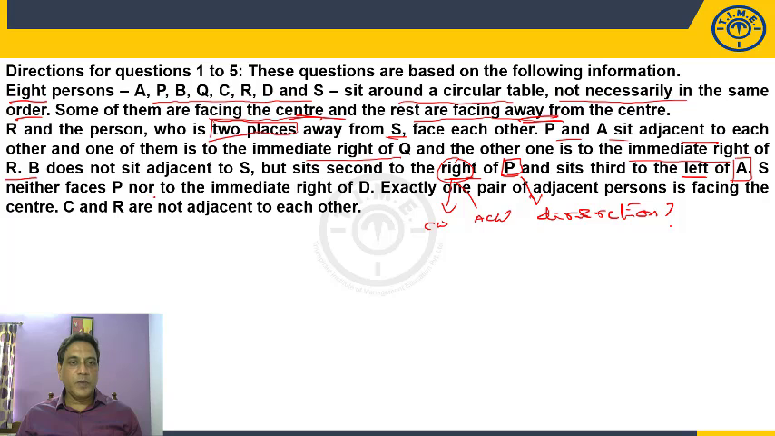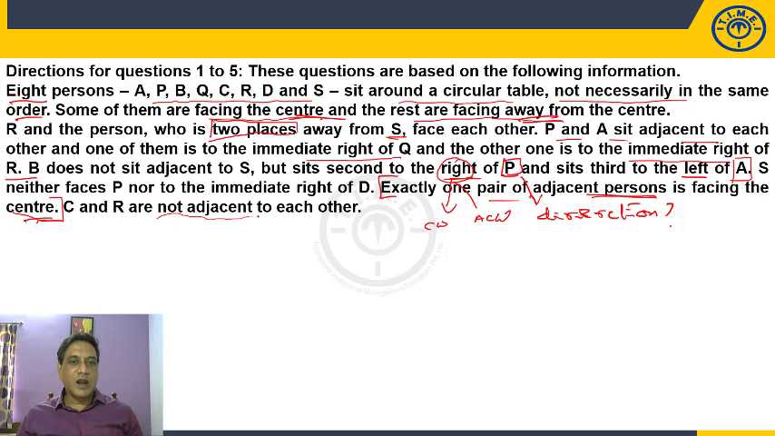S neither faces P nor sits to the immediate right of D. Exactly one pair of adjacent persons is facing the center. This is one of the very important clues that will help us get to a unique solution. Adjacent means persons sitting in adjacent positions. So after arranging all 8, we should find that only 2 adjacent persons are facing the center, and the other adjacent persons should not face the center.